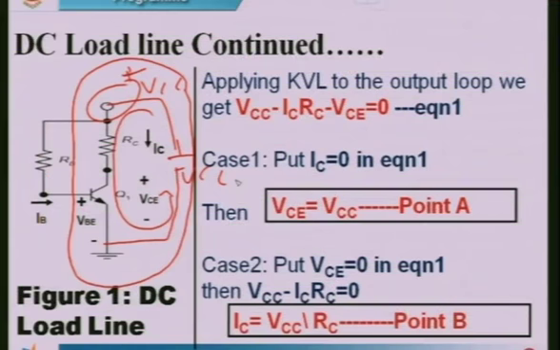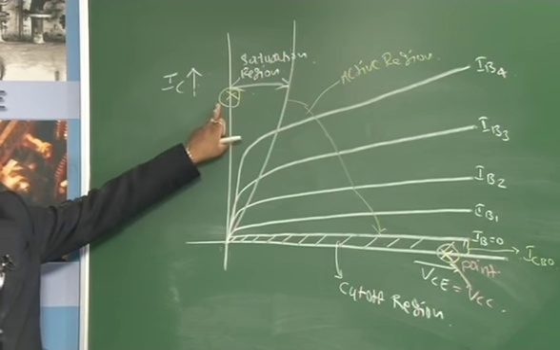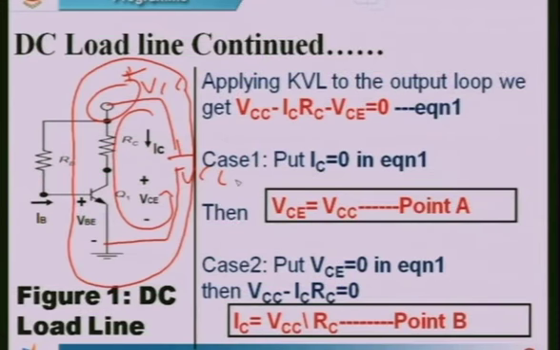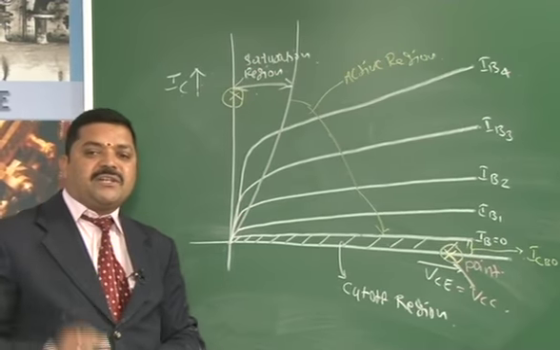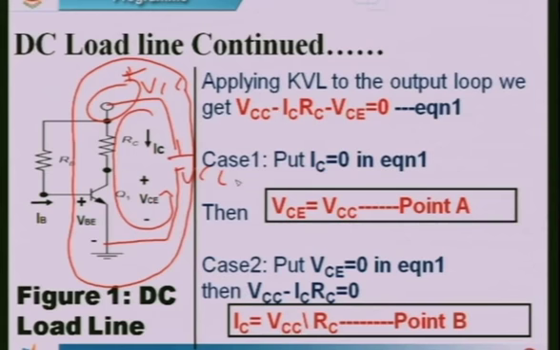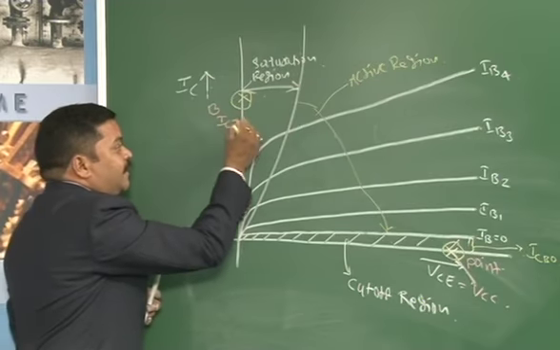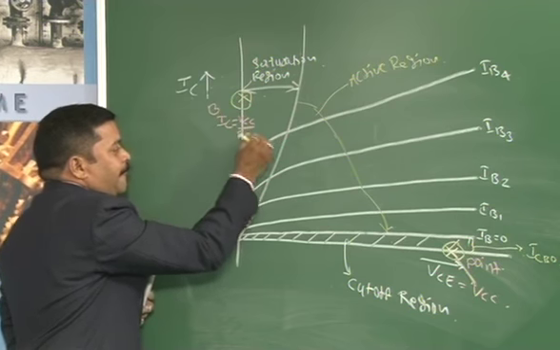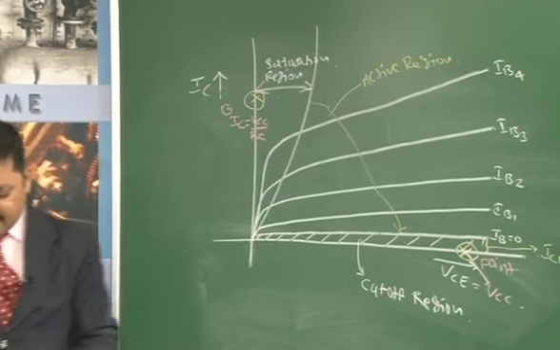Next, case 2, I want to get a point on the IC axis. Therefore, I will put VCE equal to 0 in equation 1. We get VCC minus IC RC equal to 0. Therefore, IC is equal to VCC by RC. That point I will call point B, wherein IC is equal to VCC by RC.